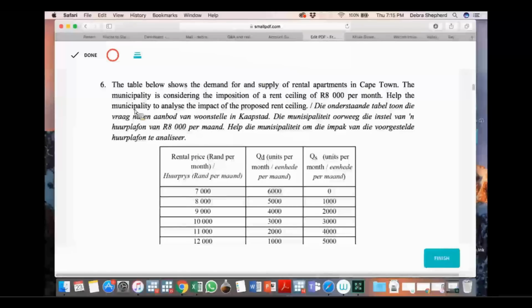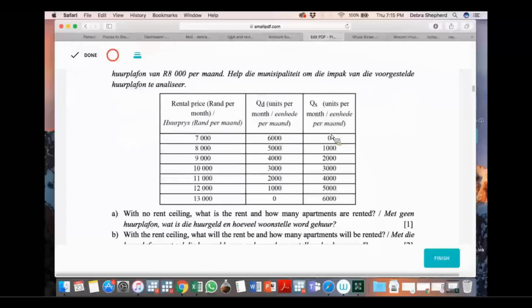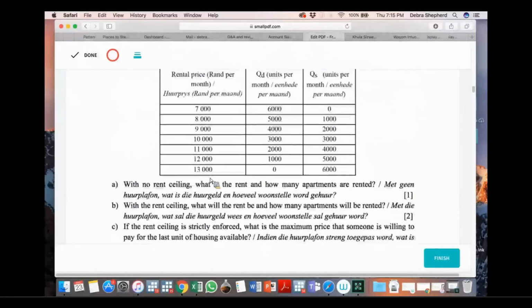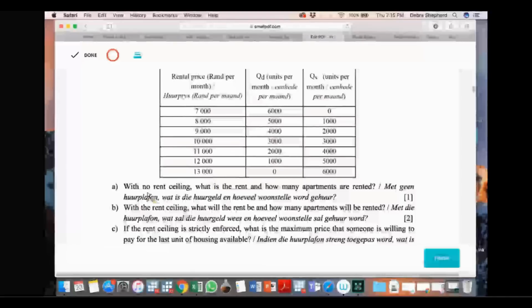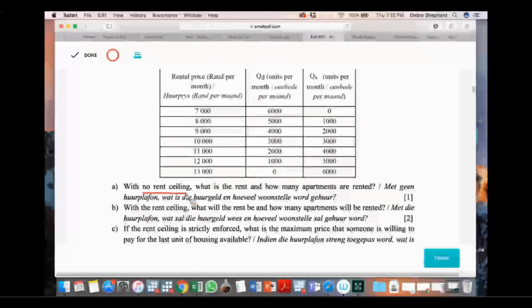So they tell us that the municipality is considering the imposition of a rent ceiling of 8,000 Rand per month. Help the municipality to analyze the impacts of the proposed rent ceiling. So the first part of the question then asks, with no rent ceiling, what is the rent and how many apartments are rented.